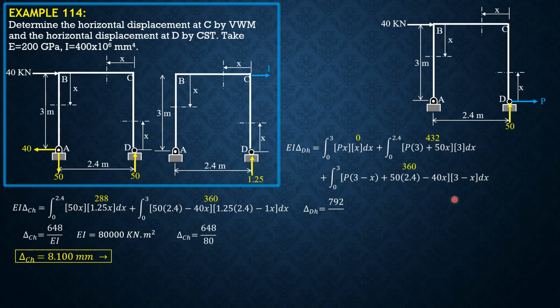Combining, delta DH is equal to 792 over EI. So we divide that by 80 to convert that to mm. So delta DH is equal to 9.900 mm rightward.